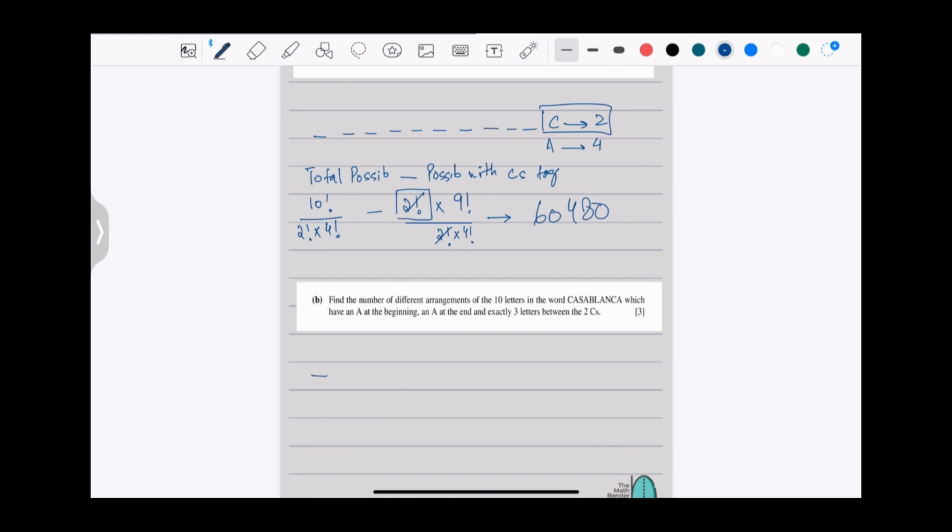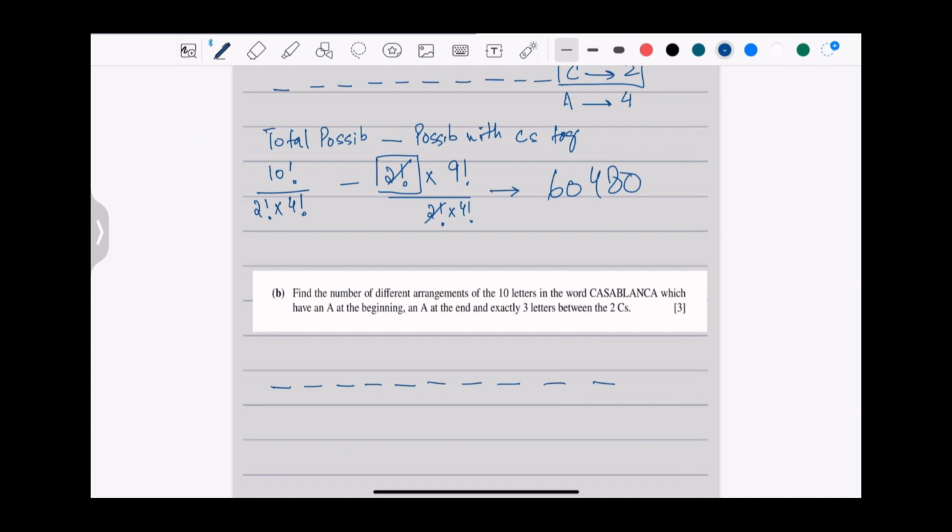Now CASABLANCA is asking for the arrangement which has A at the beginning and A at the end. So let me write that, and A at the end, and exactly 3 letters between the two C's.